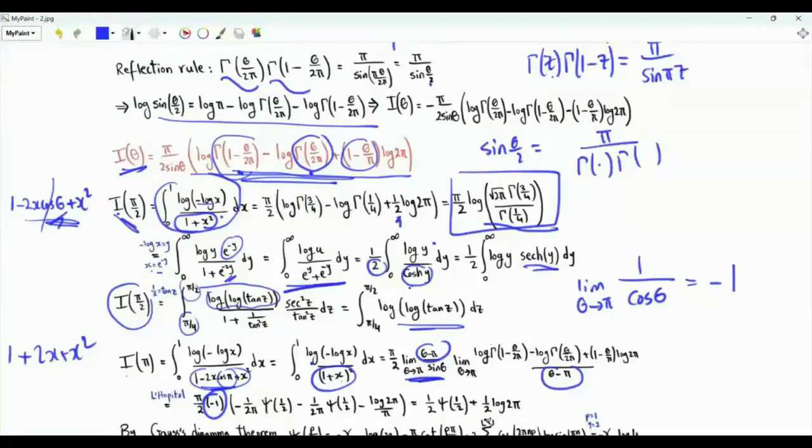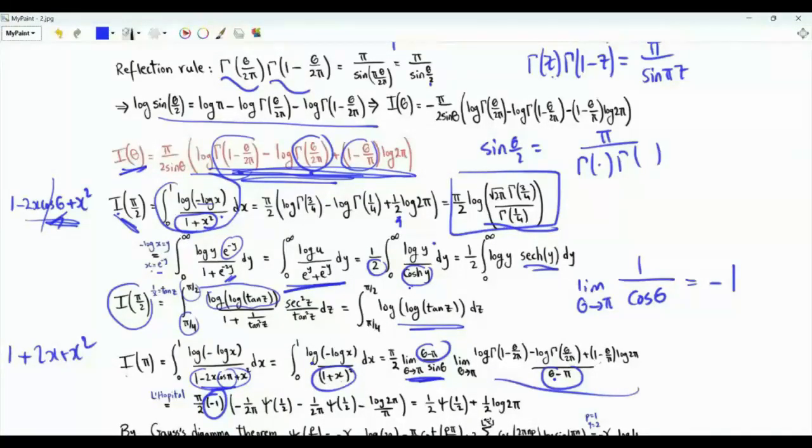Then we have the limit as theta tends to pi of this bracket divided by theta minus pi. If theta is set equal to pi, we have 0 in the denominator. In the numerator, we have log of gamma of 1/2 minus log of gamma of 1/2 plus 0. So we also have 0 in the numerator. We are in a 0 over 0 situation. We can use L'Hopital's rule to resolve the issue. The derivative of the denominator is 1.